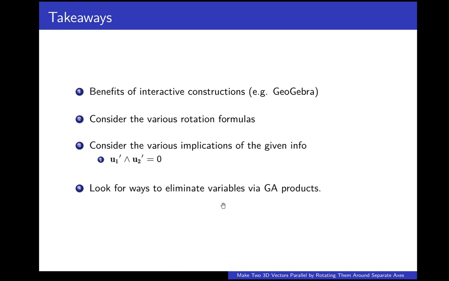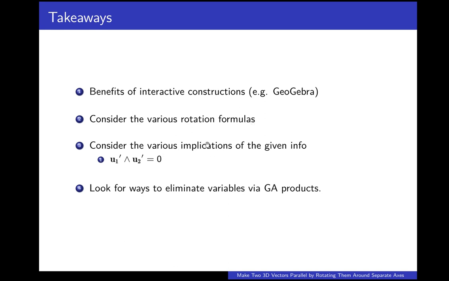So the takeaways from this presentation are, first of all, the benefits of using interactive constructions like GeoGebra. That gave us some big hints that helped us a lot. Also, we should consider the different variations of the rotation formula in GA before diving into a problem. For example, I could get nowhere using the exponential formula for the rotation in this problem, but using the transformed version that I showed earlier, it ended up being simple.